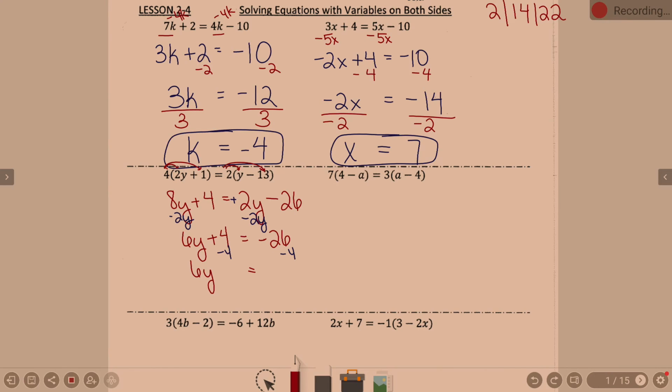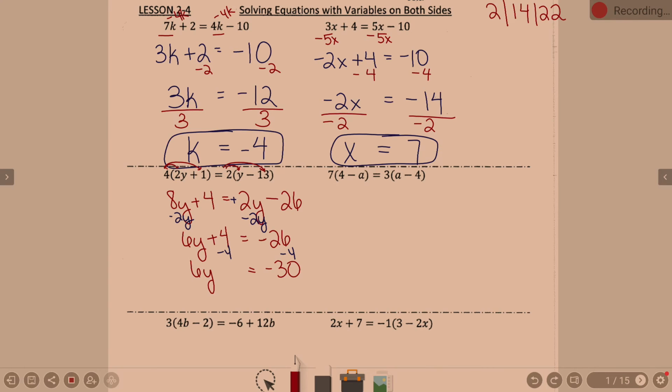Stop calling yourself stupid. You're not stupid. What is negative 26 minus 4? Isn't it negative 22? No. Negative 26 minus 4. You girls are down to the final answer. Negative 26 minus 4 is negative 30. And then, Halen, how did you get your negative 5?